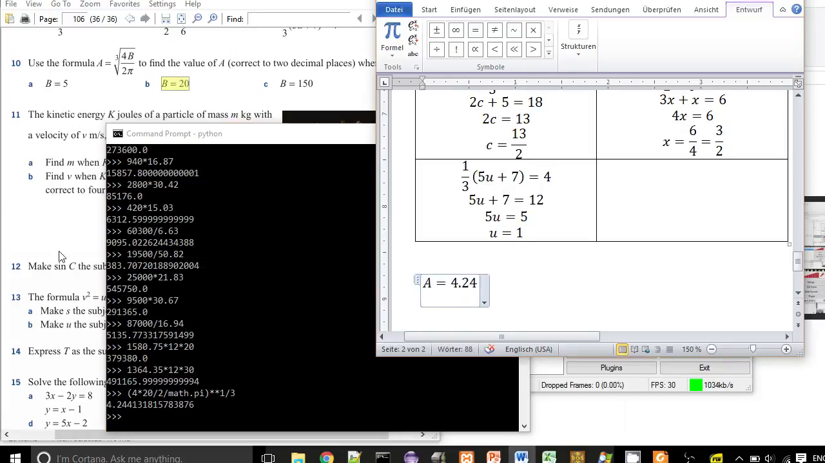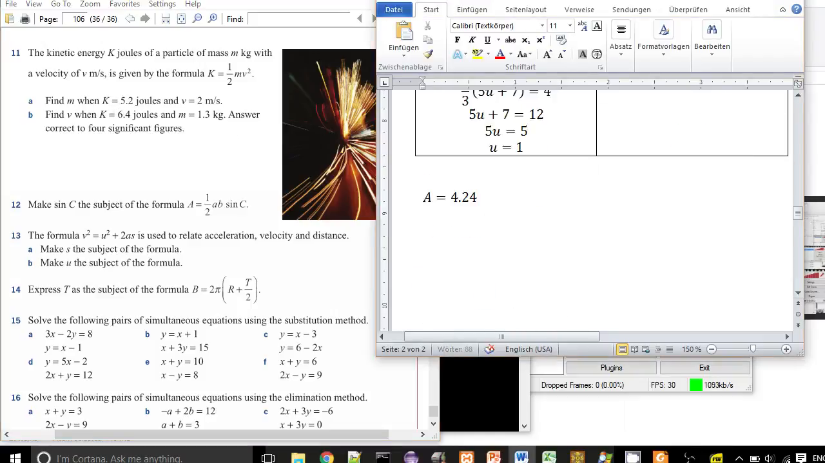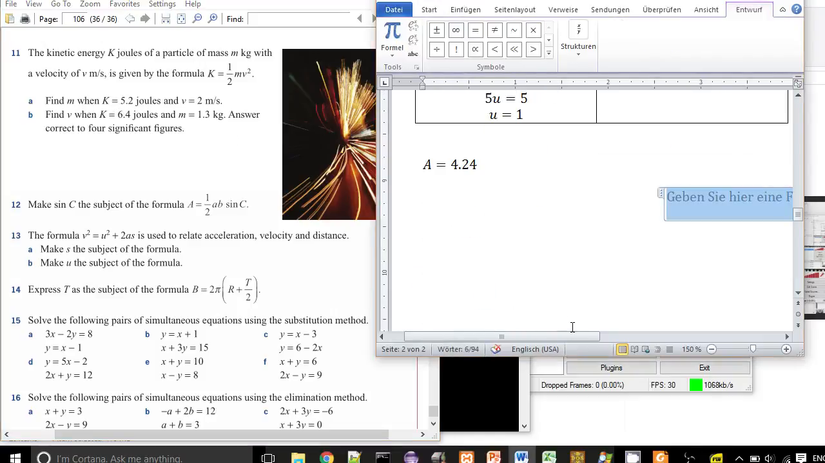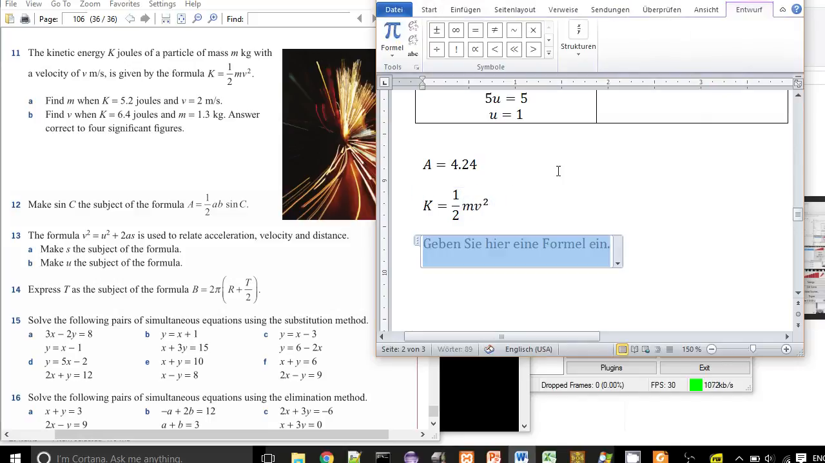Alright, I'll move on. The kinetic energy. Okay, this is a real formula from physics or science for kinetic energy. This is tricky though, we have to rearrange it. There's 2 ways you can do it. Let's write this formula, half mv squared. You can rearrange it first, or you can sub in the numbers and then rearrange it. I probably prefer rearranging first.